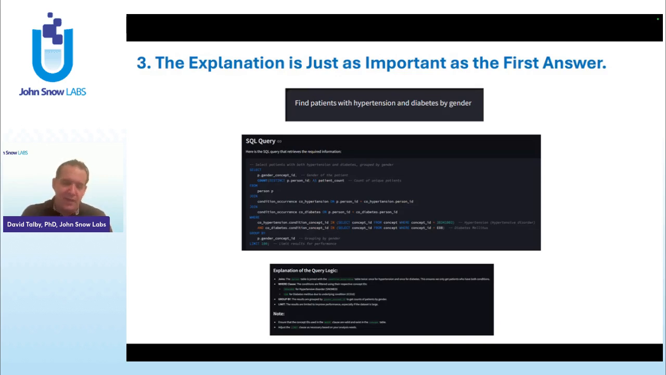And the explanation is very important because what happens in healthcare is that very often different people will use the exact same words. They'll type the same text, but they mean different things. For example, find patients with hypertension and diabetes. What does it mean that someone has diabetes? Does it mean that they have an ICD-10 diagnosis code in the EHR?